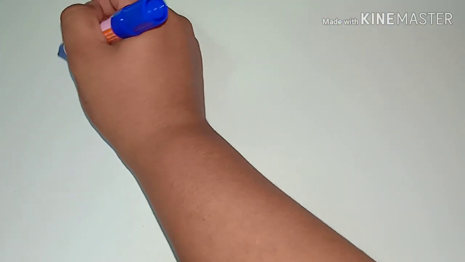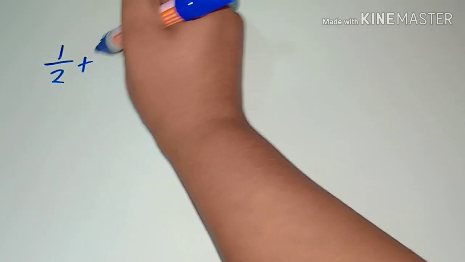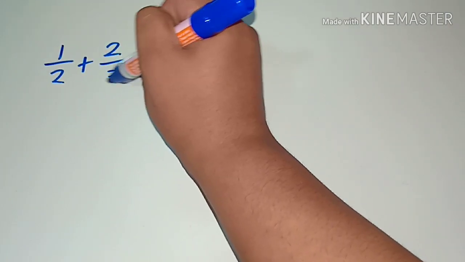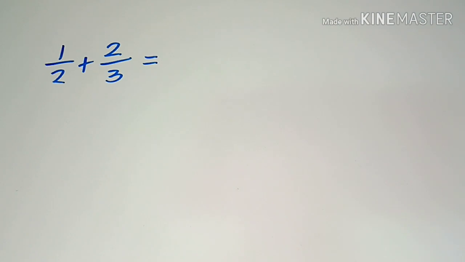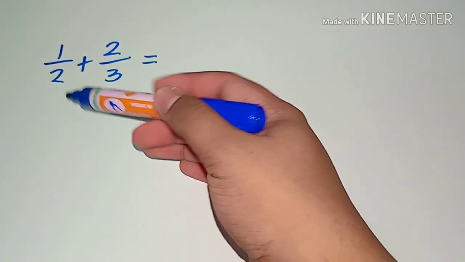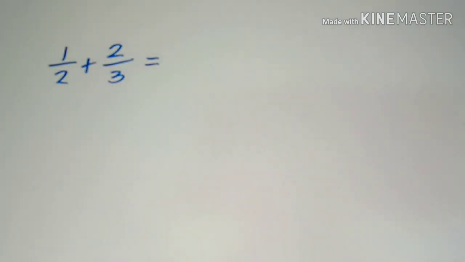Now, what if we are adding different denominators? For example, 1/2 plus 2/3. If you try to notice there, both denominators for 1/2 and 2/3 are different. So what we're going to do is convert it first, making sure that the denominators will be the same. So how do you make 2 and 3 have the same denominator?